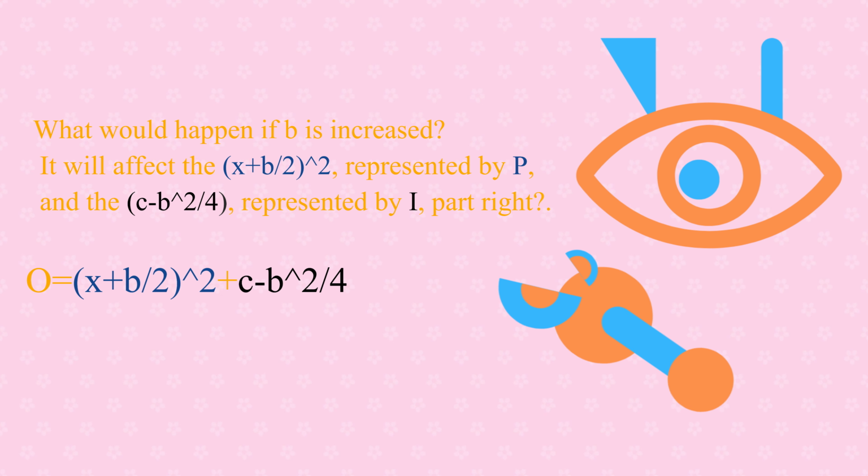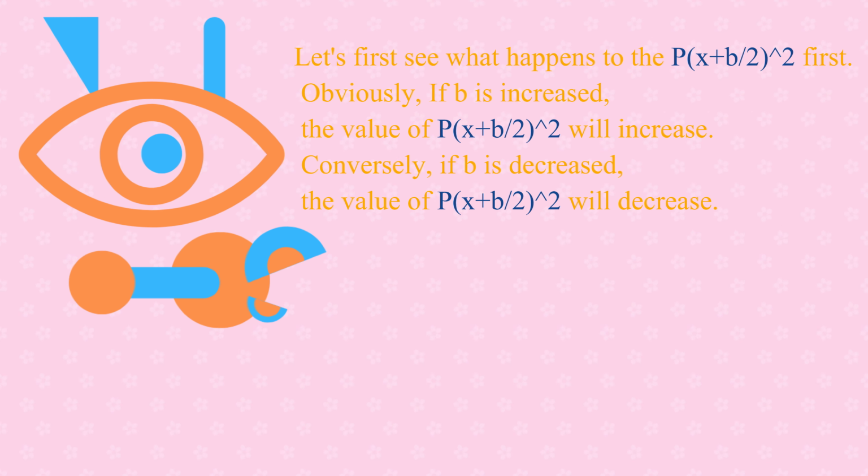It will affect the (x plus b over 2) to the power of 2, represented by p, and the (c minus b to the power of 2 over 4), represented by I part, right? Let's see what happens to the p first. Obviously, if b is increased, the value of p will increase. Conversely, if b is decreased, the value of p will decrease.